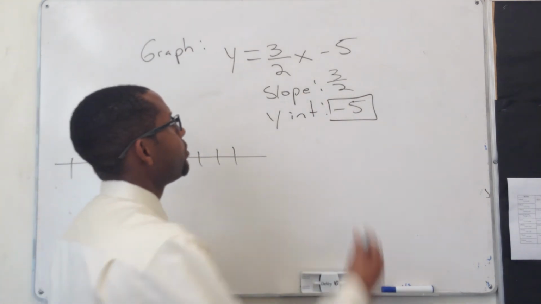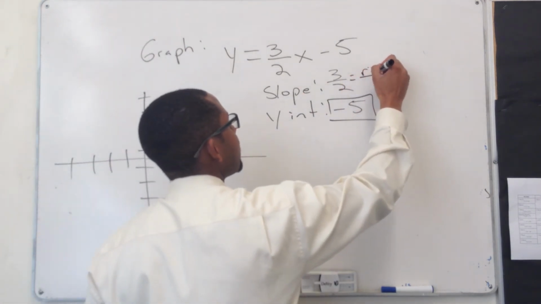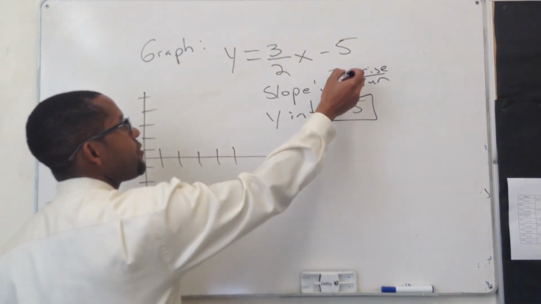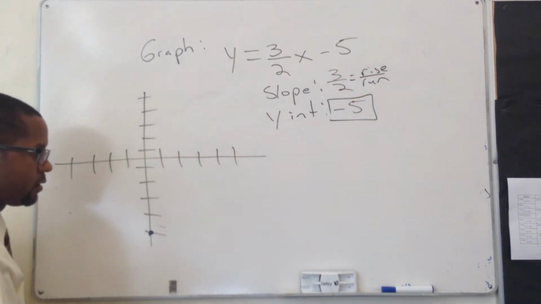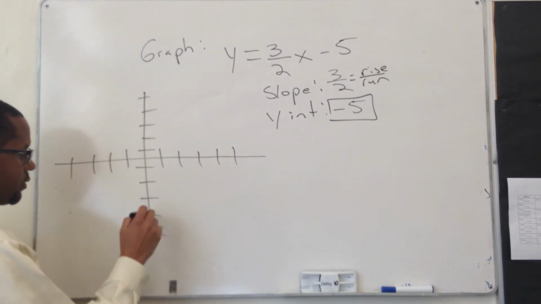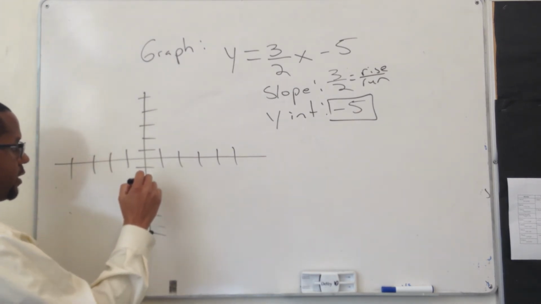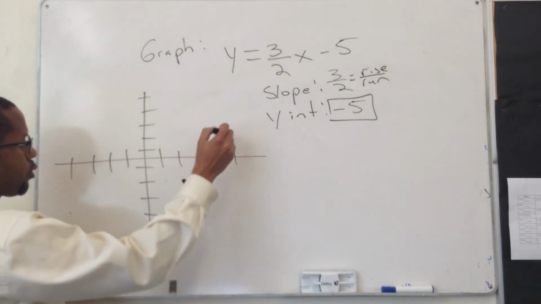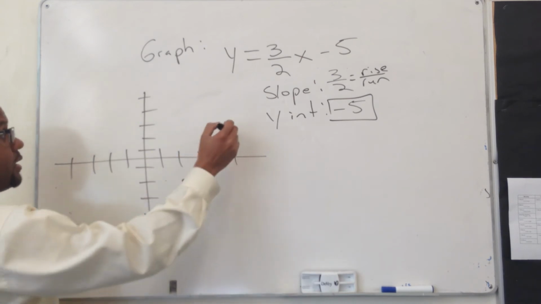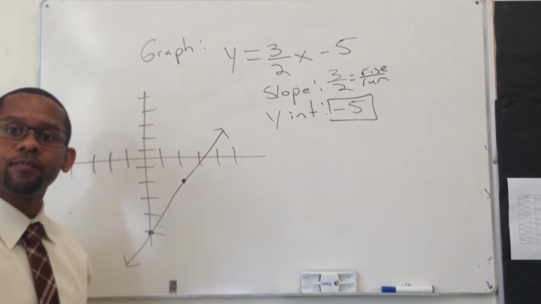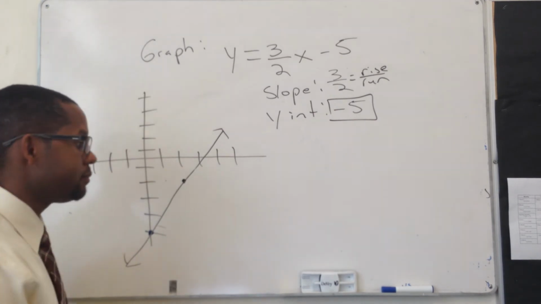Now I check my slope. Remember, slope is rise over run. So in this case, my slope tells me I need to rise 3 and run 2. So rise 3. I started at my y-intercept and rise 3: 1, 2, 3. And run 2: 1, 2. Here's my second point. Here's my line. Does your line match what mine looks like? Hopefully, it does. Okay?